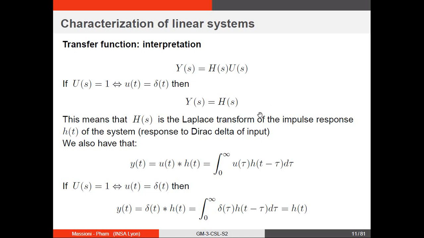So as I said previously, h is not a signal, it is a function. But in the case in which u is Dirac delta, then y will be equal to h. So basically you can think that h is the Laplace transform of the impulse response of the system. And this can also be seen in terms of convolution products, but you can read this one if you like, but I don't think it is very important for the sake of this class.